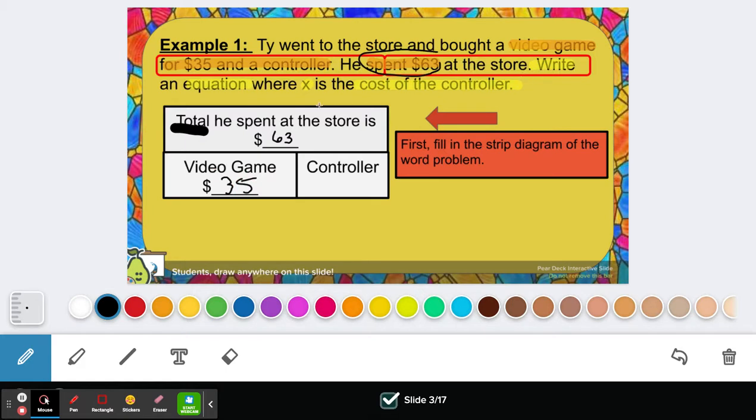But they never said how much the controller was, but they did tell us to use the letter X, the variable X, okay? So now that I have this right here, because we're talking about a total, remember our total always goes at the end, and that's going to be our $63, okay? Because remember our totals go at the end.